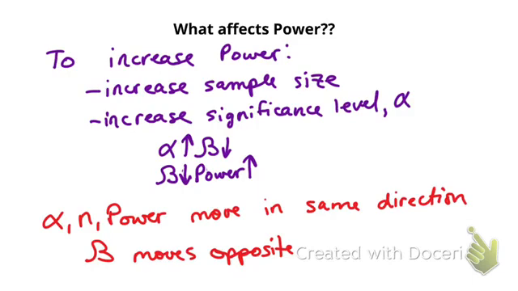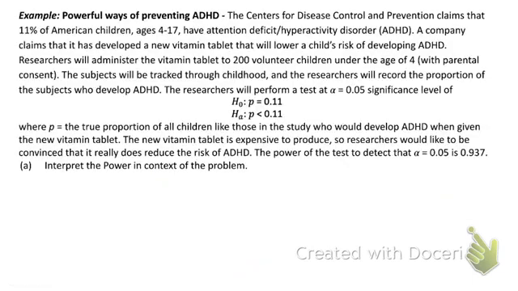Okay, cool. Let's do an example, guys. ADHD. Anybody heard of ADHD? The Centers for Disease Control and Prevention claims that 11% of American children aged 4 to 17 have attention deficit hyperactivity disorder. A company claims that it has developed a new vitamin tablet that will lower a child's risk of developing ADHD. Researchers will administer the vitamin tablet to 200 volunteer children under the age of 4 with parental consent. The subjects will be tracked through childhood, and the researchers will record the proportion of the subjects who develop ADHD. The researchers will perform a test at alpha equals 0.05 significance level.